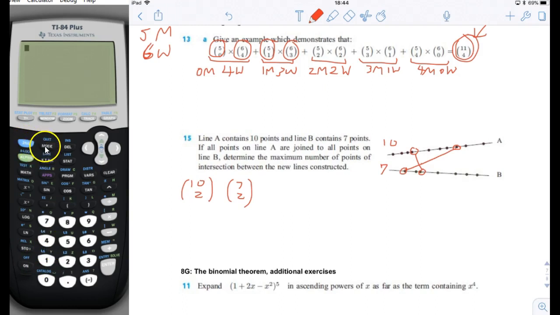So I could go to math, probability, and choose this C. And then here I'm going to put 10 chooses 2. And then I will also do 7 chooses 2.